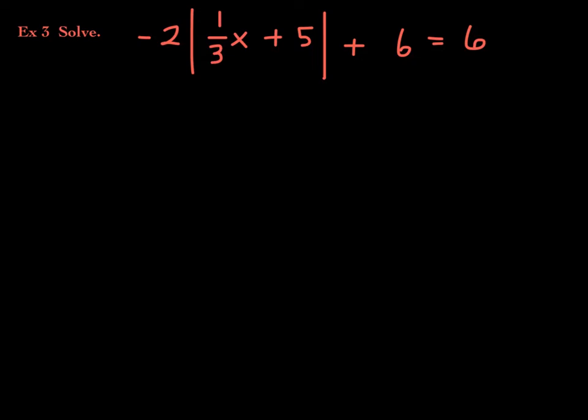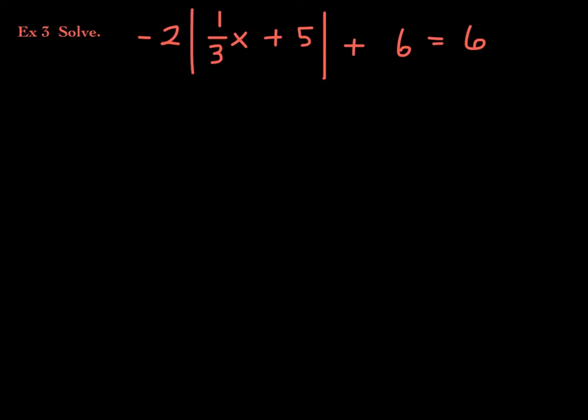The very first thing we do is isolate the absolute value expression. This is the absolute value expression. In other words, this -2 has to get out of there somehow, and this plus 6 has to get out of there somehow. What I mean by that is we're going to have to do the opposite of adding 6 and the opposite of multiplying by -2. This is multiplication by -2. This is not subtraction by 2. This is read as -2 times the absolute value, okay?